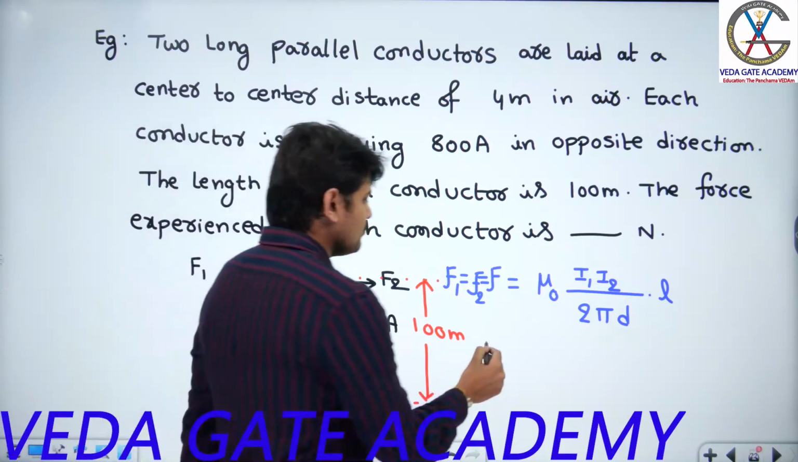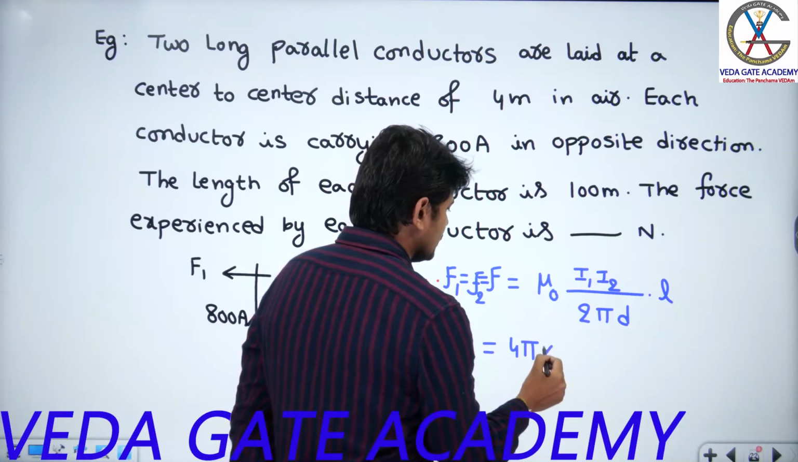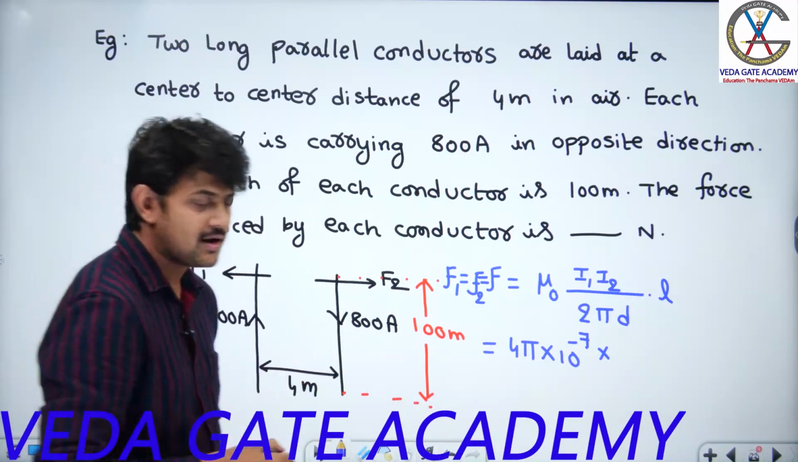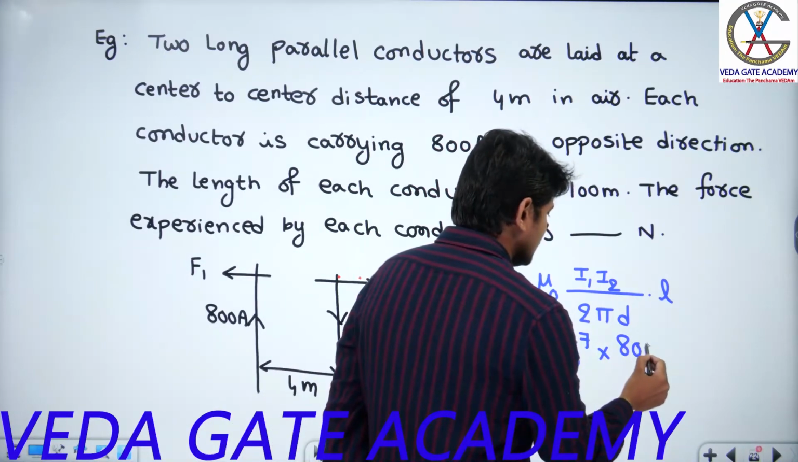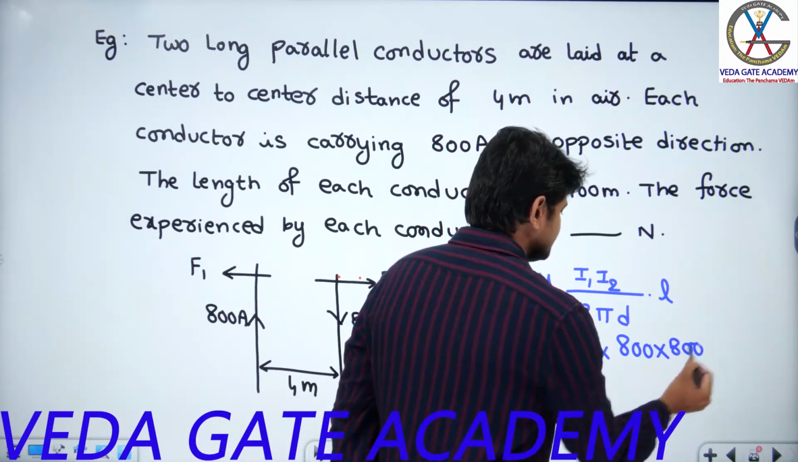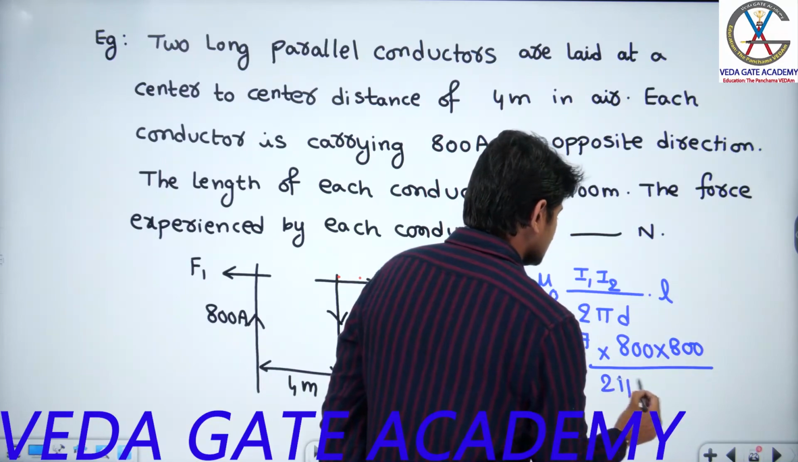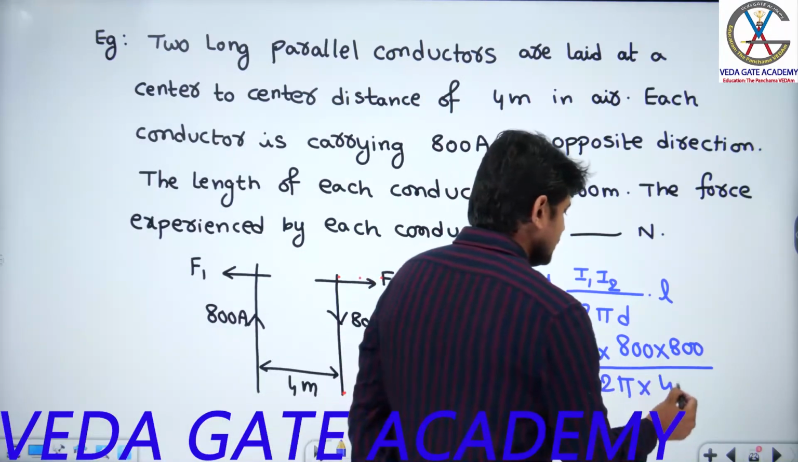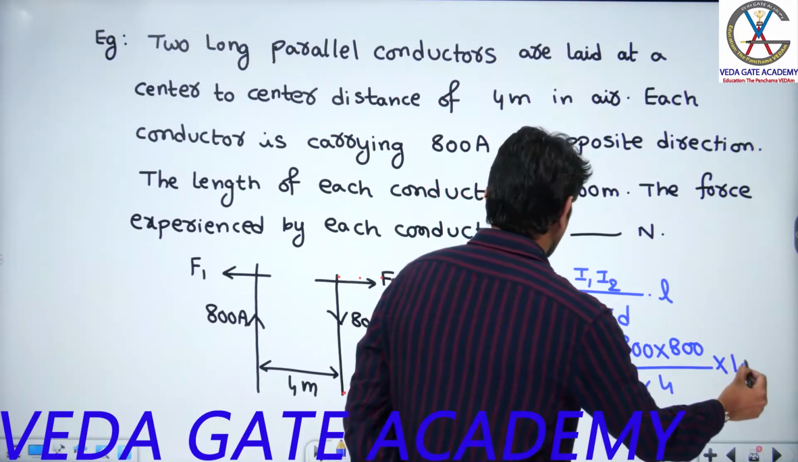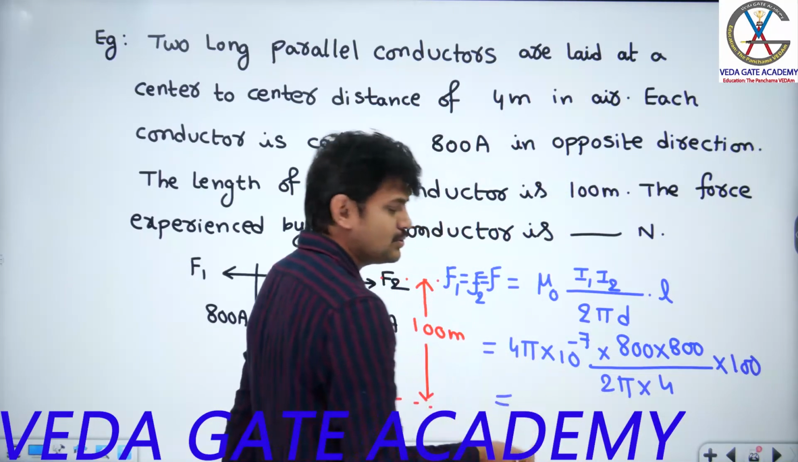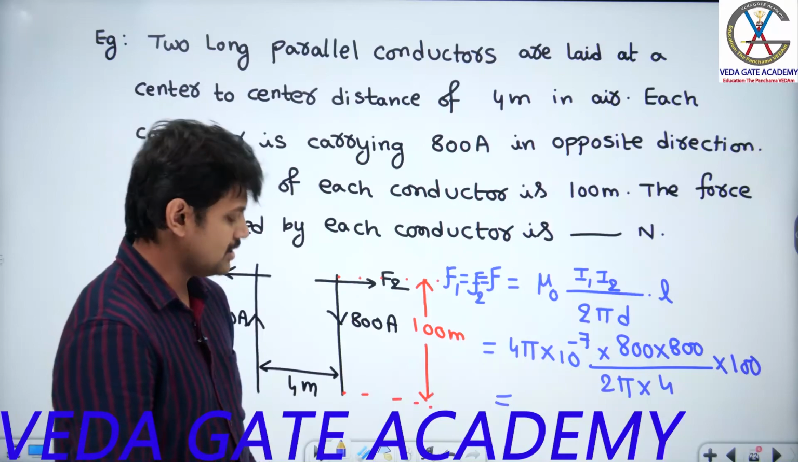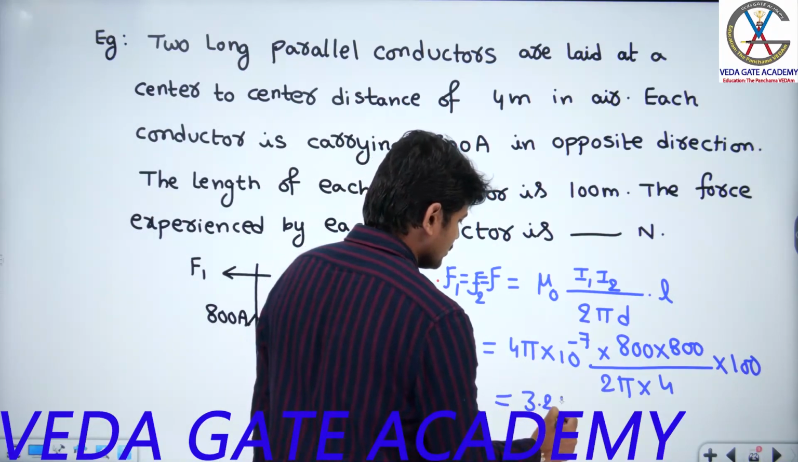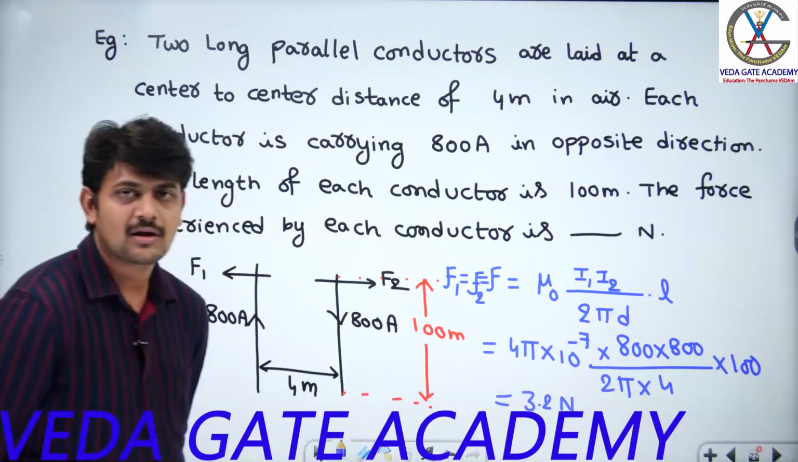Right. So what is the value of mu naught? Mu naught will be equal to 4 pi into 10 power minus 7. And the currents carried by both the conductors, I1 and I2, are respectively 800 and 800, divided by 2 pi, into the distance between these two conductors, which is 4 meters, into the length of each conductor, which is 100 meters, they have mentioned, right? So after doing the simplification, I am directly writing, you are going to get 3.2 newtons as the answer for this particular question.